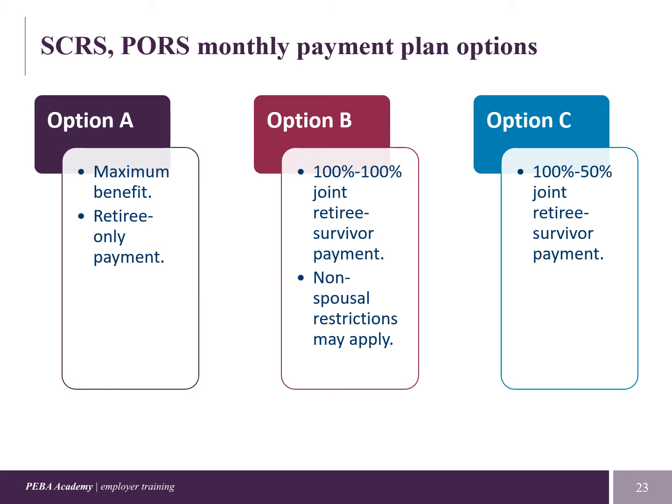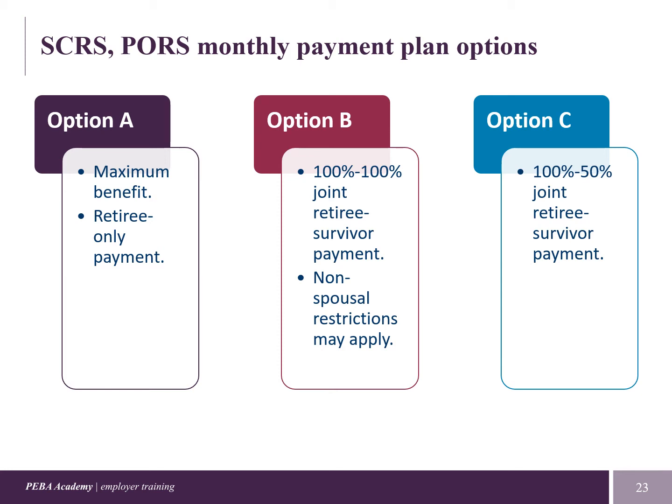SCRS and PORS offer three different payment options at retirement. The option is chosen by the member. Let's briefly go over each of the options. Payment option A is the maximum benefit option. This option will pay the retiree a monthly benefit for the rest of their life. Should the retiree predecease their beneficiary, the benefit ends. However, the beneficiary will receive any remaining contributions not paid to the retiree.